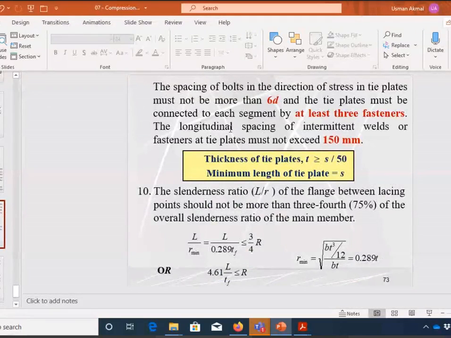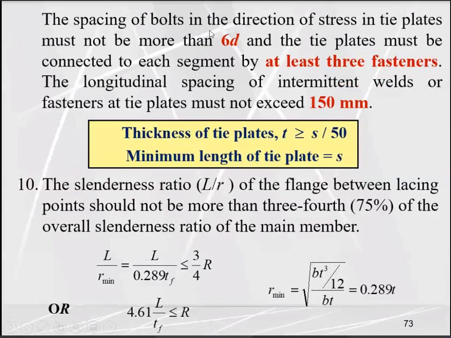So the spacing of bolts in the direction of the stress in the tie plate must not be more than 6D, and the tie plate must be connected to each segment by at least 3 fasteners, and the longitudinal spacing of intermittent. Okay, if we are using weld, then the spacing of the weld should not be more than 150, and if we are using fasteners, the same case is applicable. So the thickness of the tie plate is always more than S by 50, and the length is equal to S.